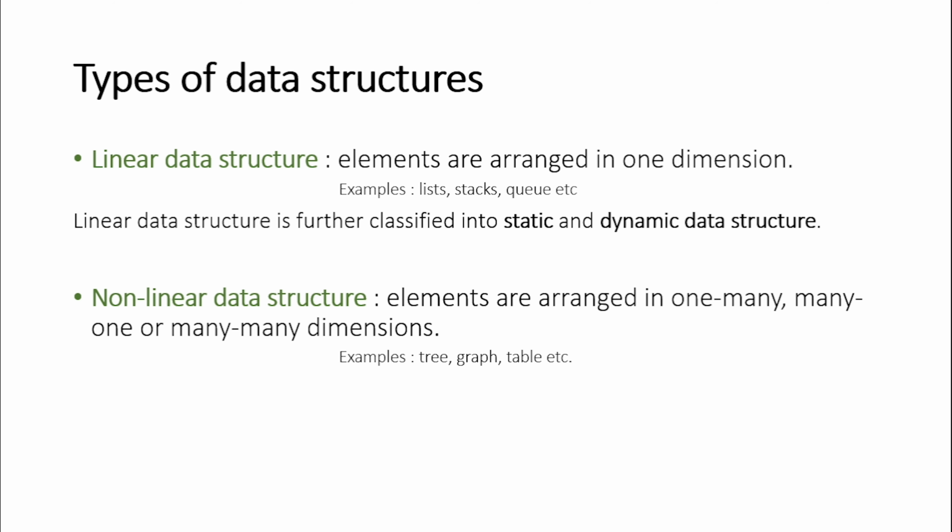Linear data structure is further classified into static and dynamic data structure. So what do we mean by static data structure? In a static data structure the memory size is fixed. We do not have a changing memory size, whereas in a dynamic data structure the memory size varies based on the requirements. Okay, so non-linear data structure: elements are arranged in one or many dimensions. Examples are tree, graph, table, etc.